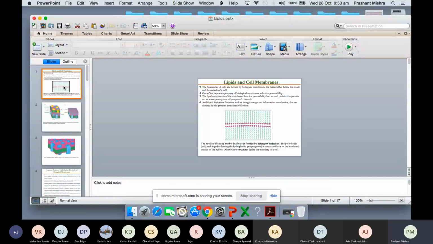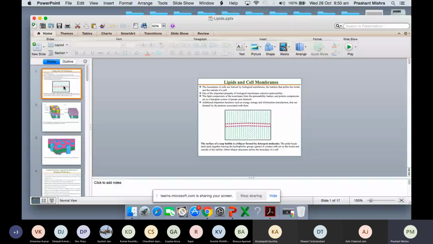So in the next class, we are going to talk about lipids and cell membranes. Lipids are another class of biological macromolecules. You have several molecules, out of which we are discussing the macromolecules. You have learned about the carbohydrates, the proteins, and the nucleic acids. Now we are moving on to lipids.